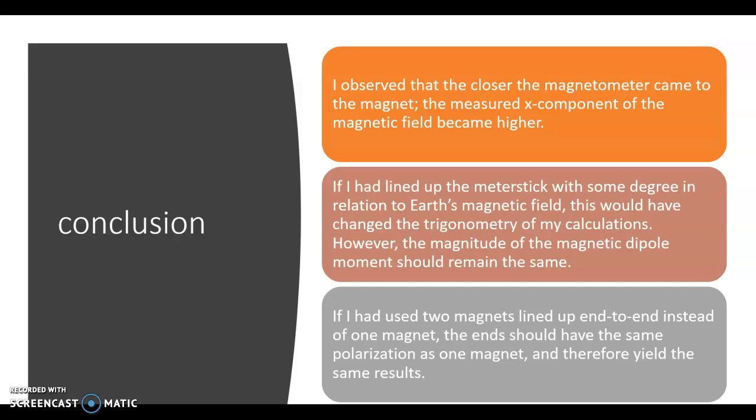And then if I had lined up the meter stick, instead of lining it up north and south like we did in the experiment, if I had made it some angle, it would have changed the trigonometry of the calculations in finding that magnetic field, but it would not affect the magnitude of the dipole moment. And similarly, if I had used two magnets lined up end to end, the ends would still have polarized like a north and a south pole, and should therefore yield the same results in relation to the dipole moment, and the magnetic field should end up being pretty similar.